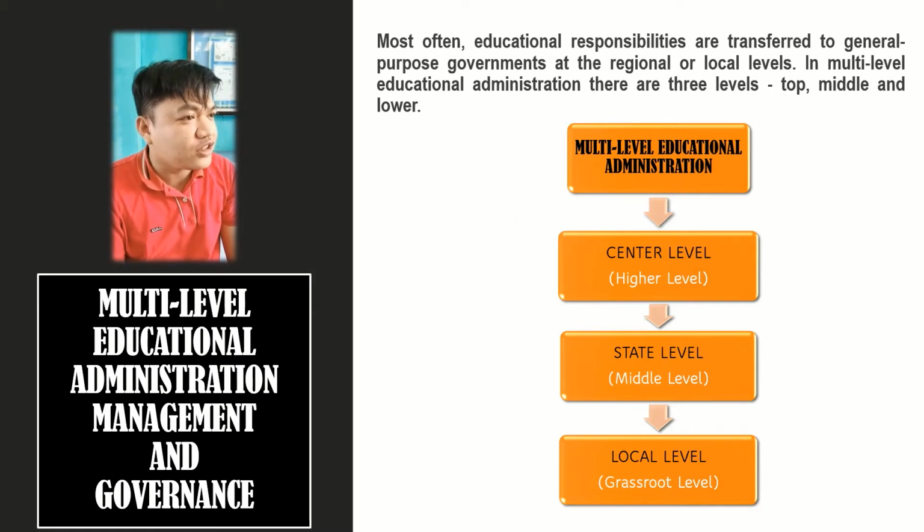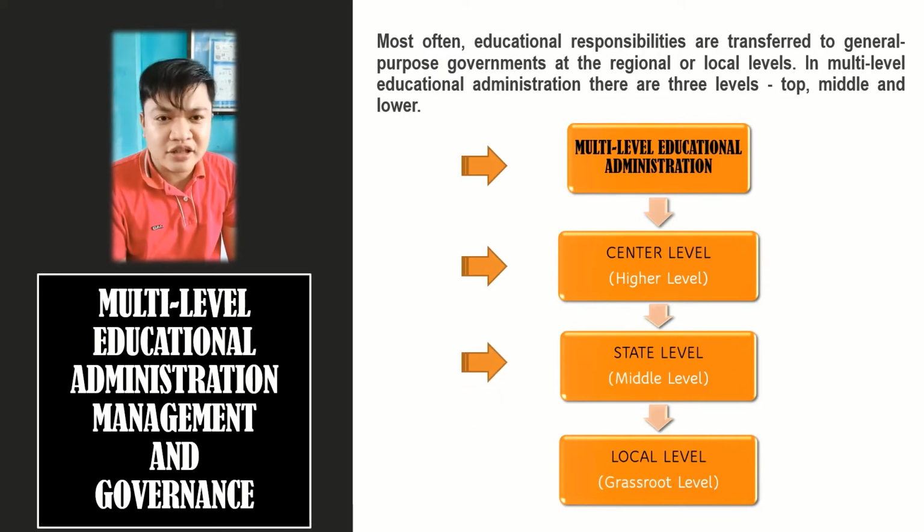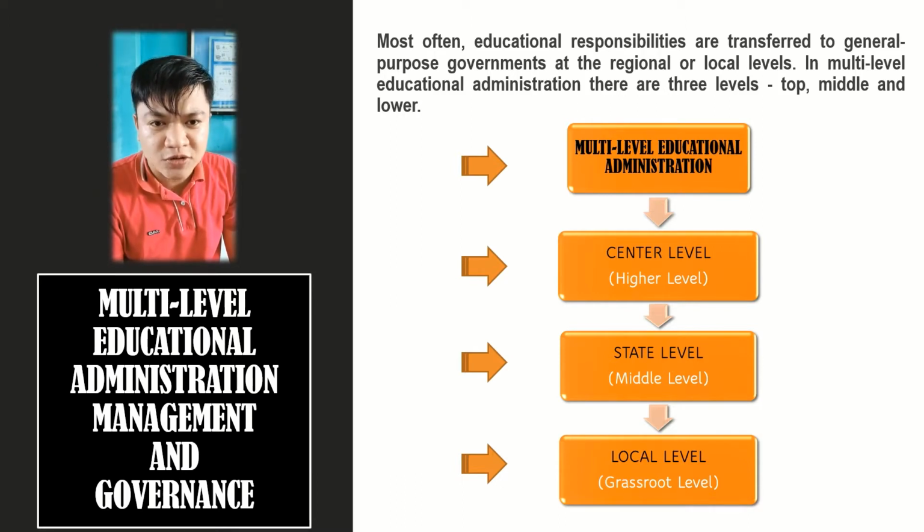In multi-level educational administration, there are 3 levels, that is top, middle, and lower. Kindly look at the graphic organizer. We have the center level or the higher level. Next we have the state level or the middle level, and lastly the local level or the grassroots level. Education is also important for a country to grow. That is why every country should pay more attention to its educational administration. As we know, the principle of decentralization is also concerned with effective administration.